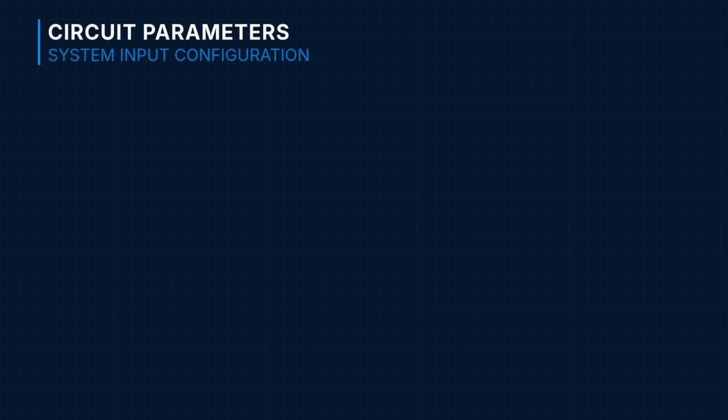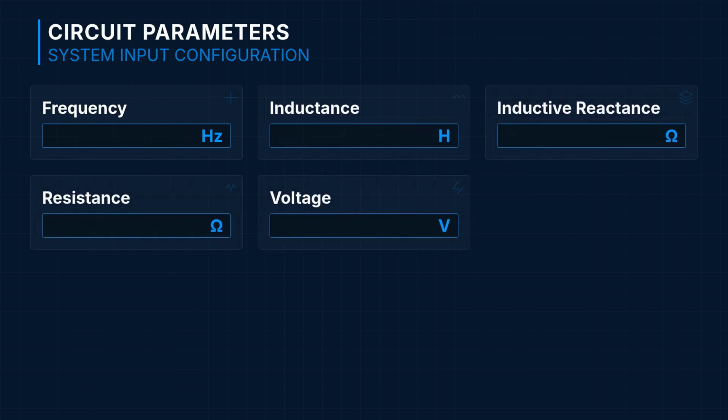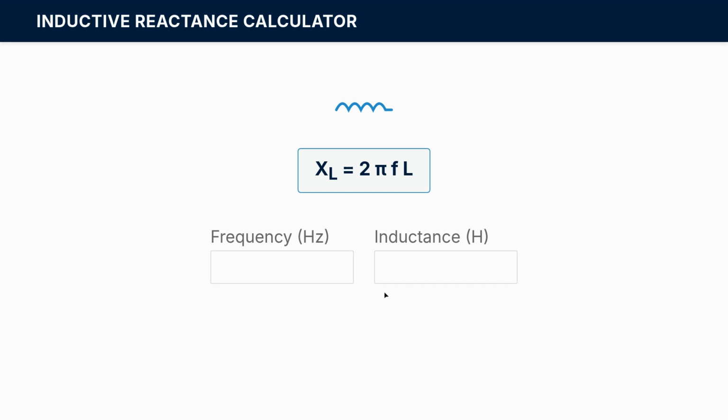The input fields include frequency, Hz, inductance, H, inductive reactance in ohms, resistance in ohms, voltage, V, and coil resistance in ohms, depending on your selected calculation mode. Let's work through an example. With a frequency of 60 Hz and an inductance of 0.5 Henries, clicking Calculate gives us our results.